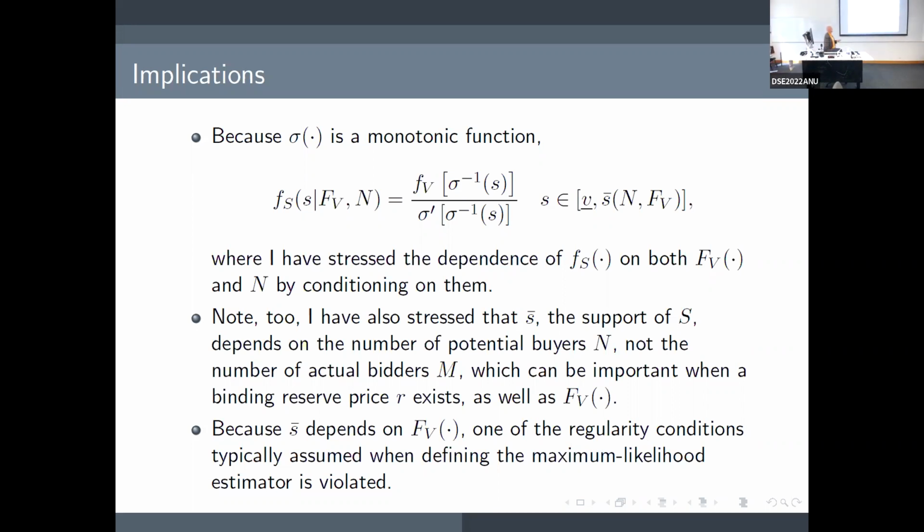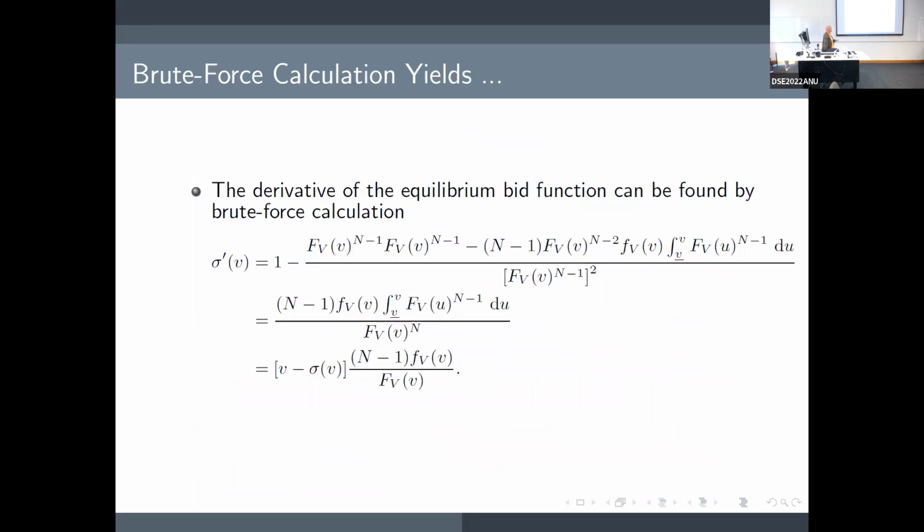And why is that important? Well, this is a violation of one of the principal regularity conditions that is used to prove that maximum likelihood is consistent and asymptotically normal. And so that's going to change the game substantially. And if you want to really look at what that derivative looks like, well, that's what it is right there. So it's a bit of a mess. Okay.